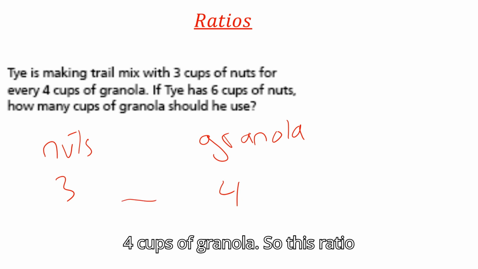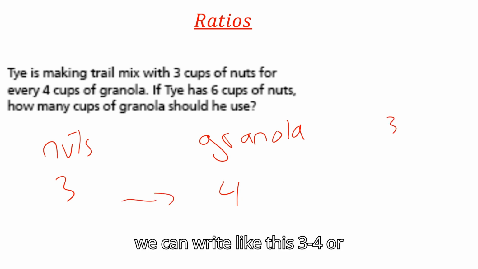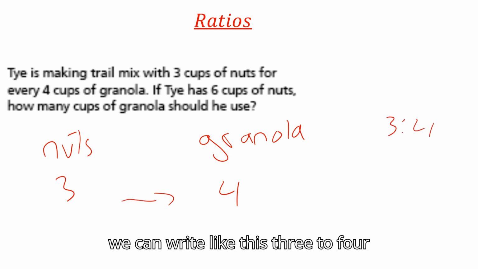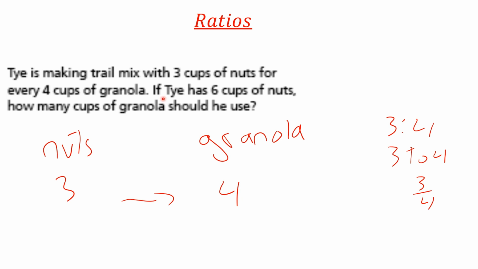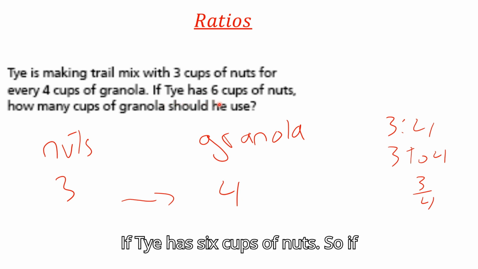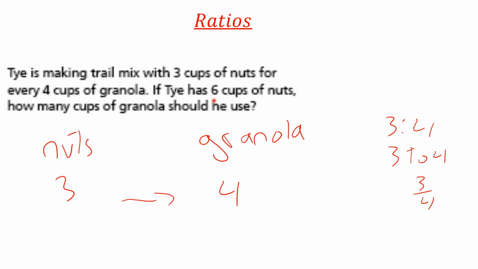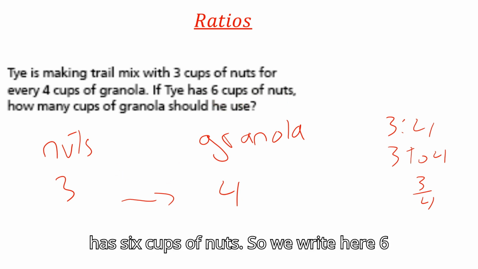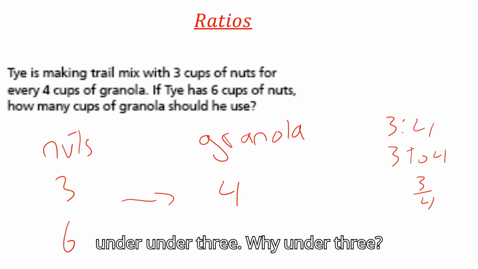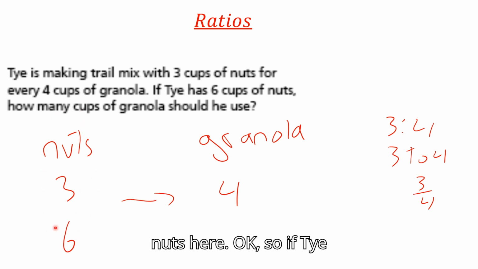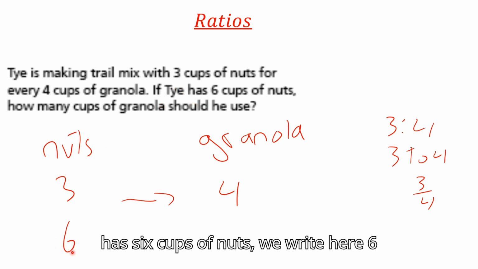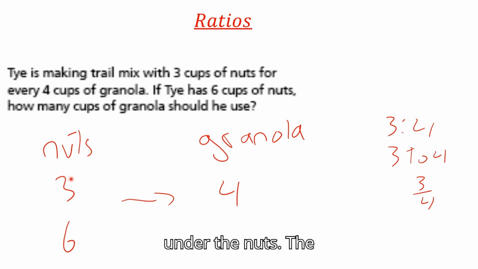So this ratio, we can write like this, 3, 4. Or we can write like this, 3 to 4. Or we can write like this, 3 over 4. If Ty has 6 cups of nuts, we write here 6. Under 3. Why under 3? Because we write the cups of nuts here. So if Ty has 6 cups of nuts, we write 6 under the nuts.